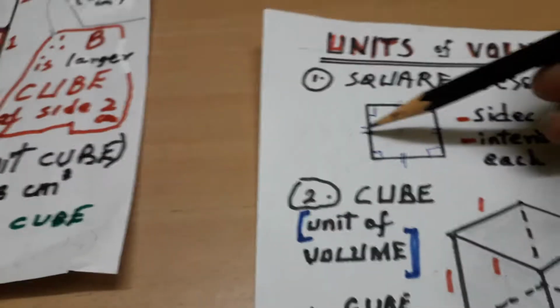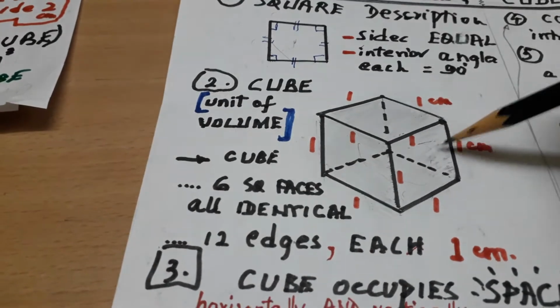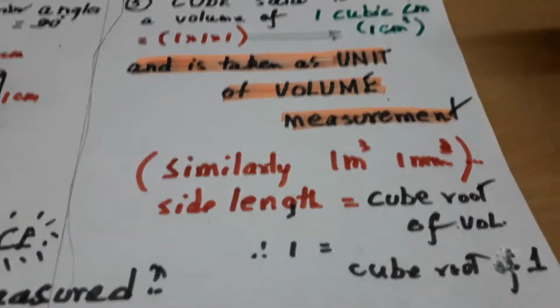Now, here, like in squares, the side of the square was the square root of the area. Here, the side of the cube is the cube root of the volume, as simple as that, okay.